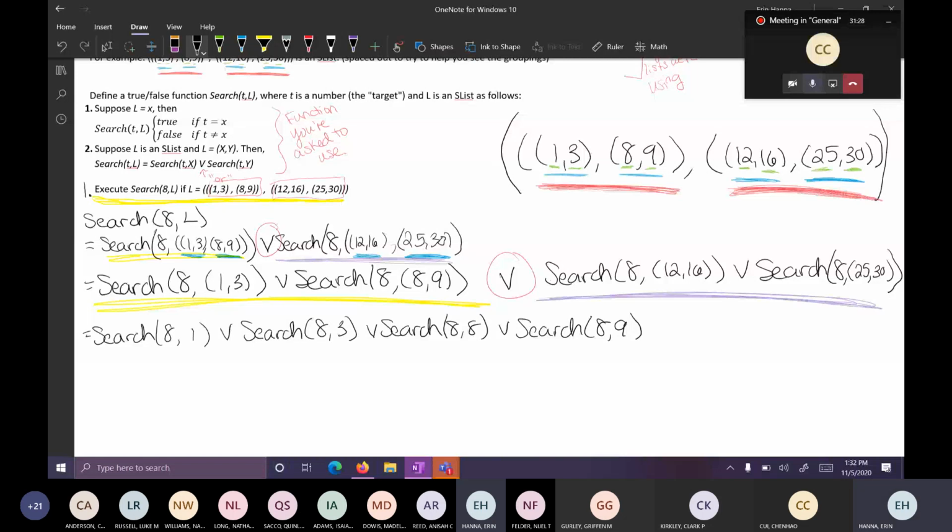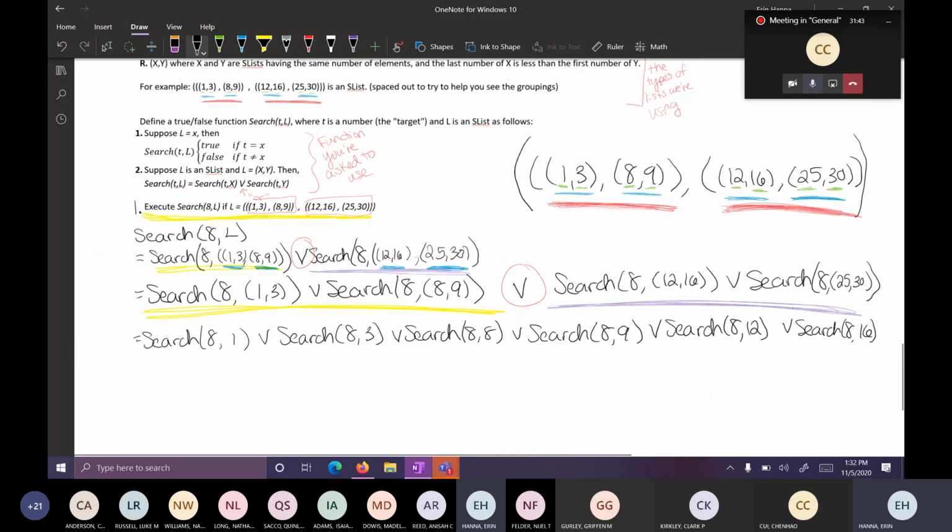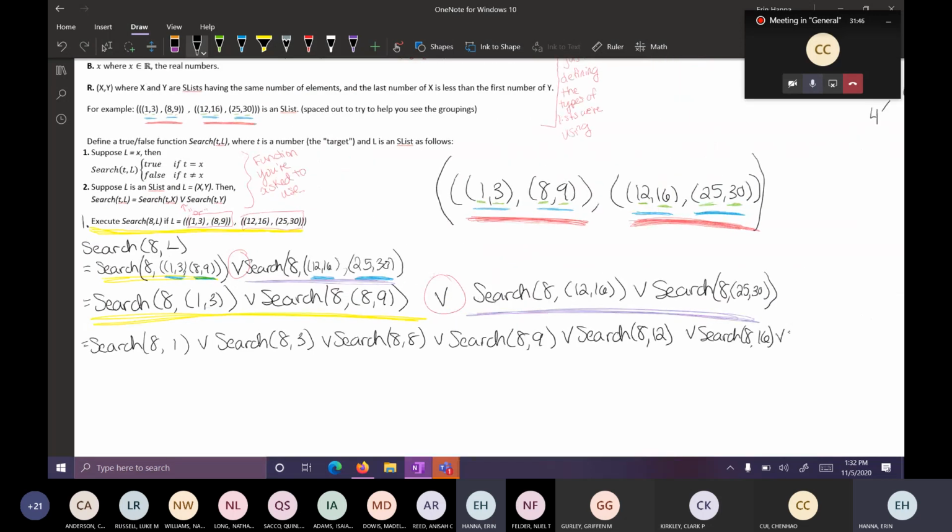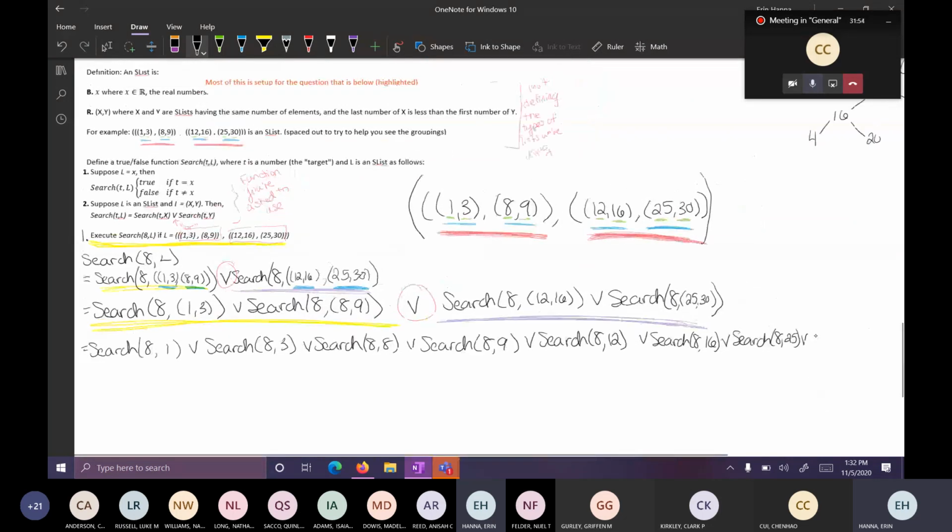And now I have to break up the other side respectively, in a very similar way. So we have or search 8, 12 or search 8, 16, I'll run out of space. Let me try to zoom out and squeeze it. Or search 8, 25 or, oh no, a little bit more. Search 8, 30. So I know this one was pretty tedious.